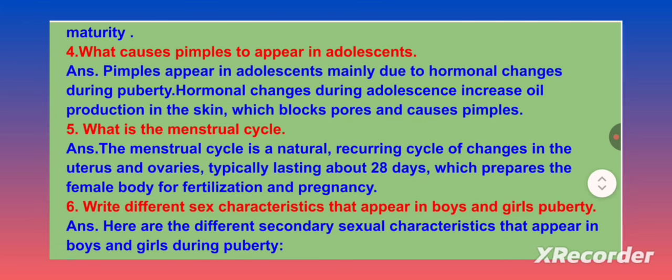What causes pimples to appear in adolescents? The pimples appear in adolescents mainly due to hormonal changes during puberty. Hormonal changes during adolescence increase oil production in the skin, which blocks pores and causes pimples.